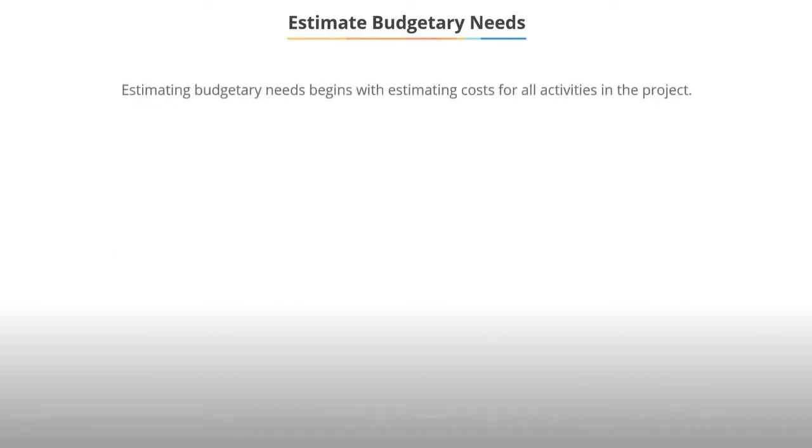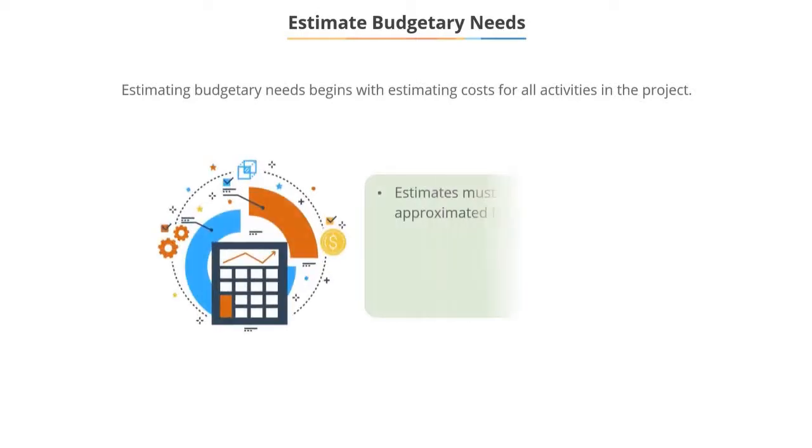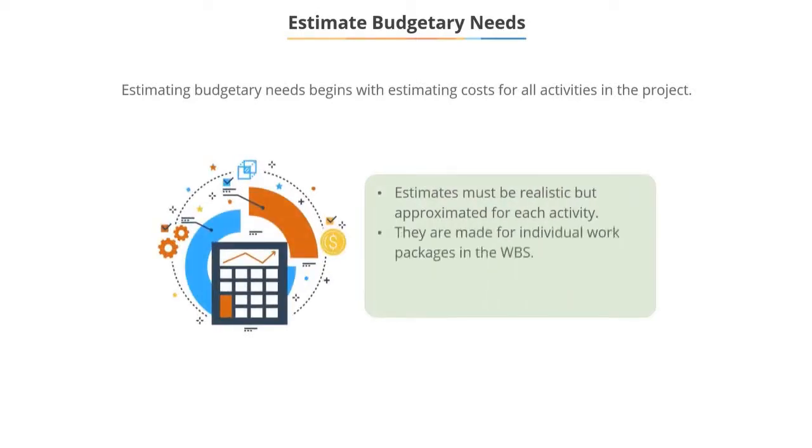Estimating budgetary needs begins with estimating costs for all activities in the project. The estimates are realistic but approximated for each activity. The cost estimates are made for individual work packages in the work breakdown structure. It is generally recommended that the estimates should be made by people who do the work. However, project managers should ensure these adhere to project needs.